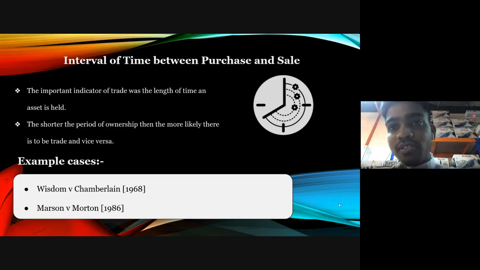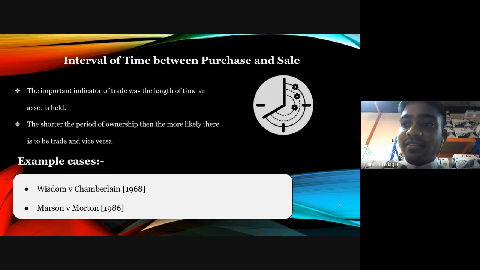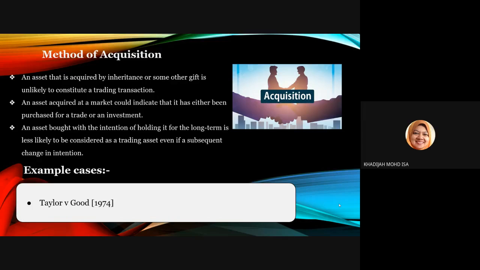So in conclusion, we can say that when you buy something and keep it for a long time, it will be considered as an investment. But let's say you buy it for a shorter period, it can be said to be a trade. So the next slide is the method of acquisition.